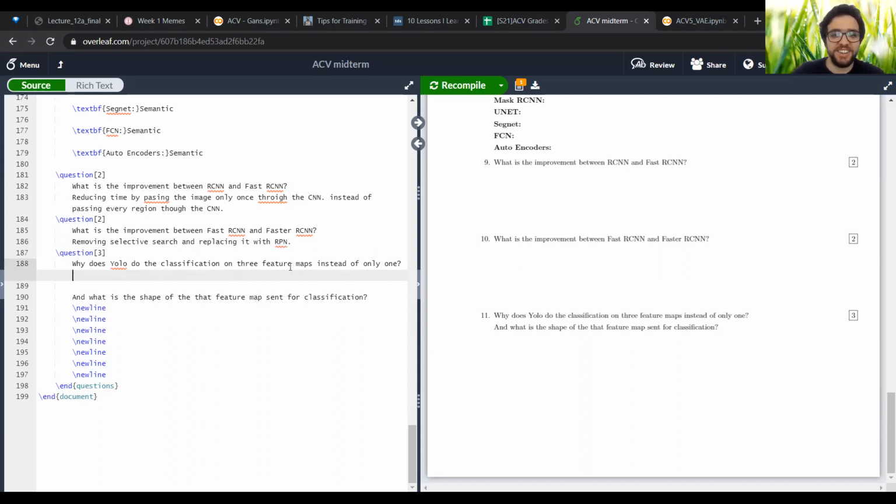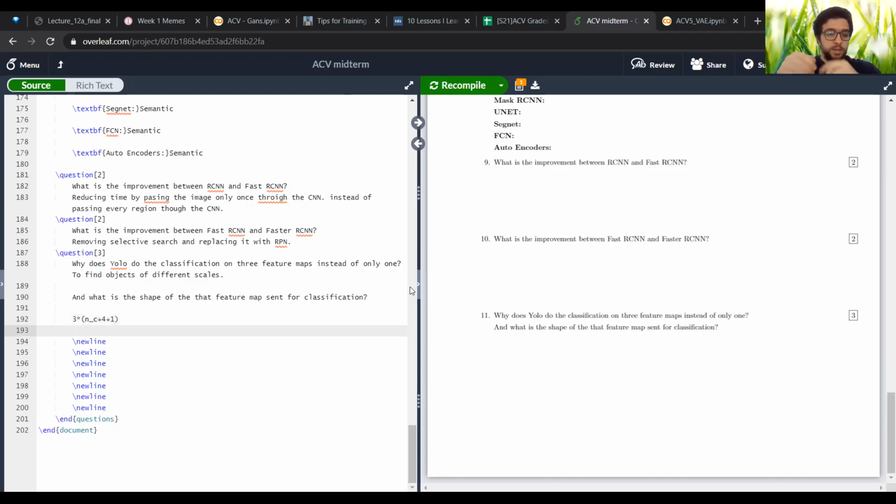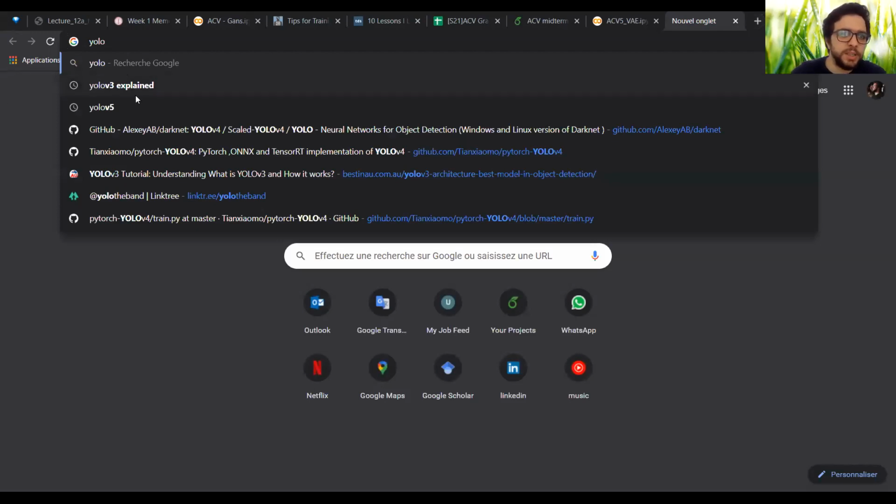Why does YOLO do the classification on three feature maps instead of only one? To find objects at different scales. What is the shape of the feature map? So this one is the following: 3 times the number of classes plus 5, or let's say plus 4 plus 1, multiplied by the following: width divided by, what is it again? What are the different scales? I forgot. It's simple. It should be just in the lecture.